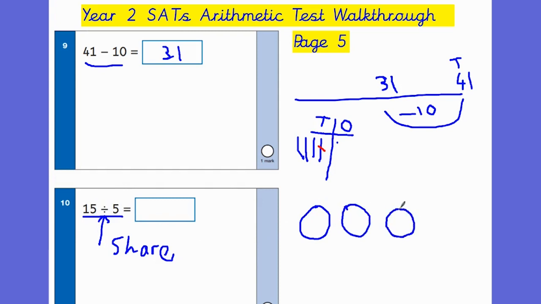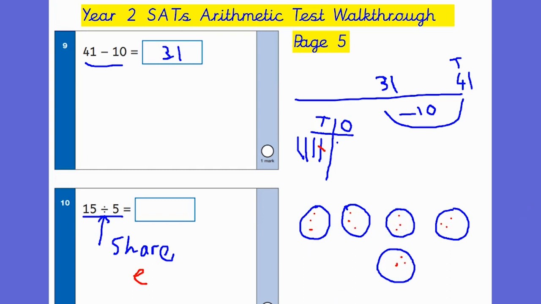So we're sharing into 5 groups. 15 shared into 5 groups. So the children would draw out the groups like this, and they're perfectly okay to do this during the test. And then you share, and by the way, this means share equally. Okay, I should have said that earlier. Yeah, share equally, this division sign. So 15 shared into the 5 groups. 1, 2, 3, 4, 5, 6, 7, 8, 9, 10, 11, 12, 13, 14, 15.